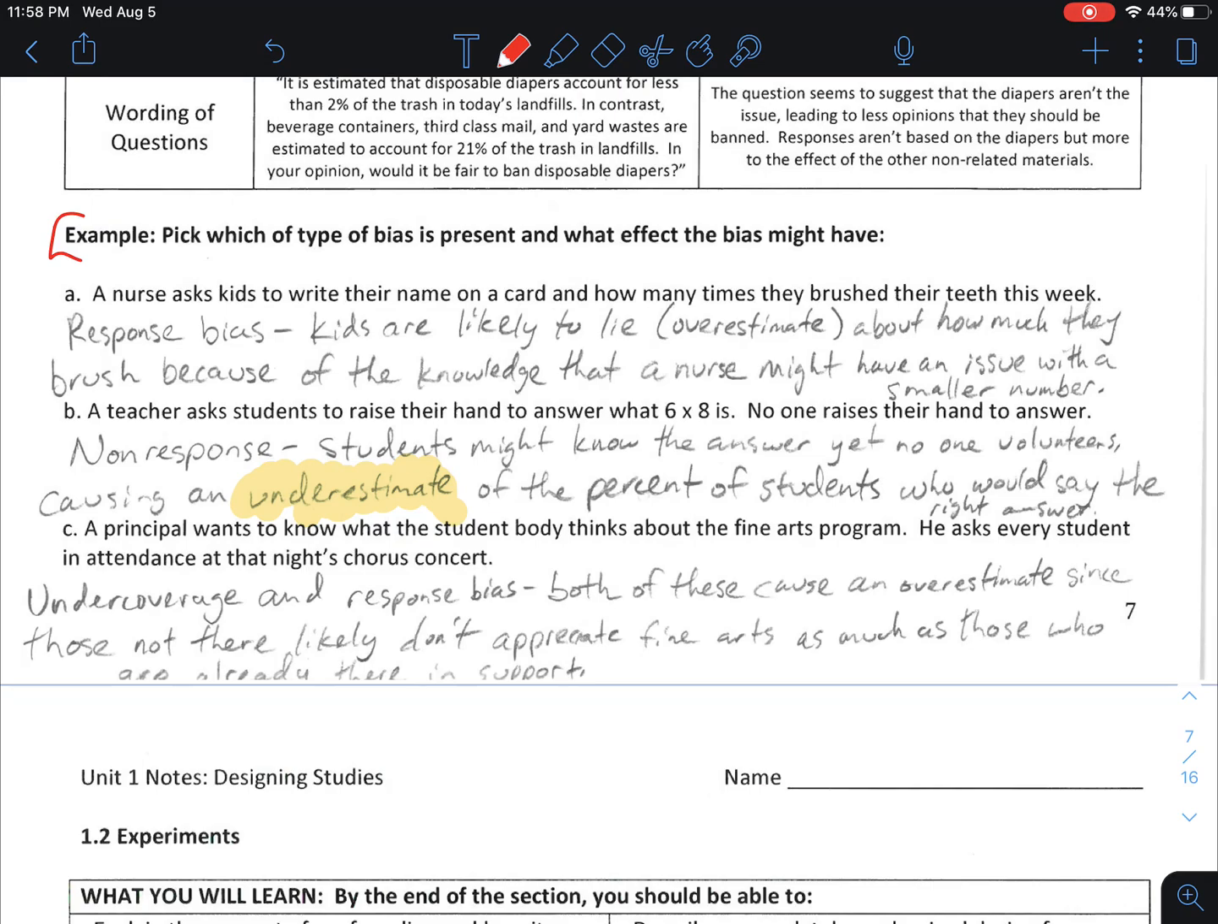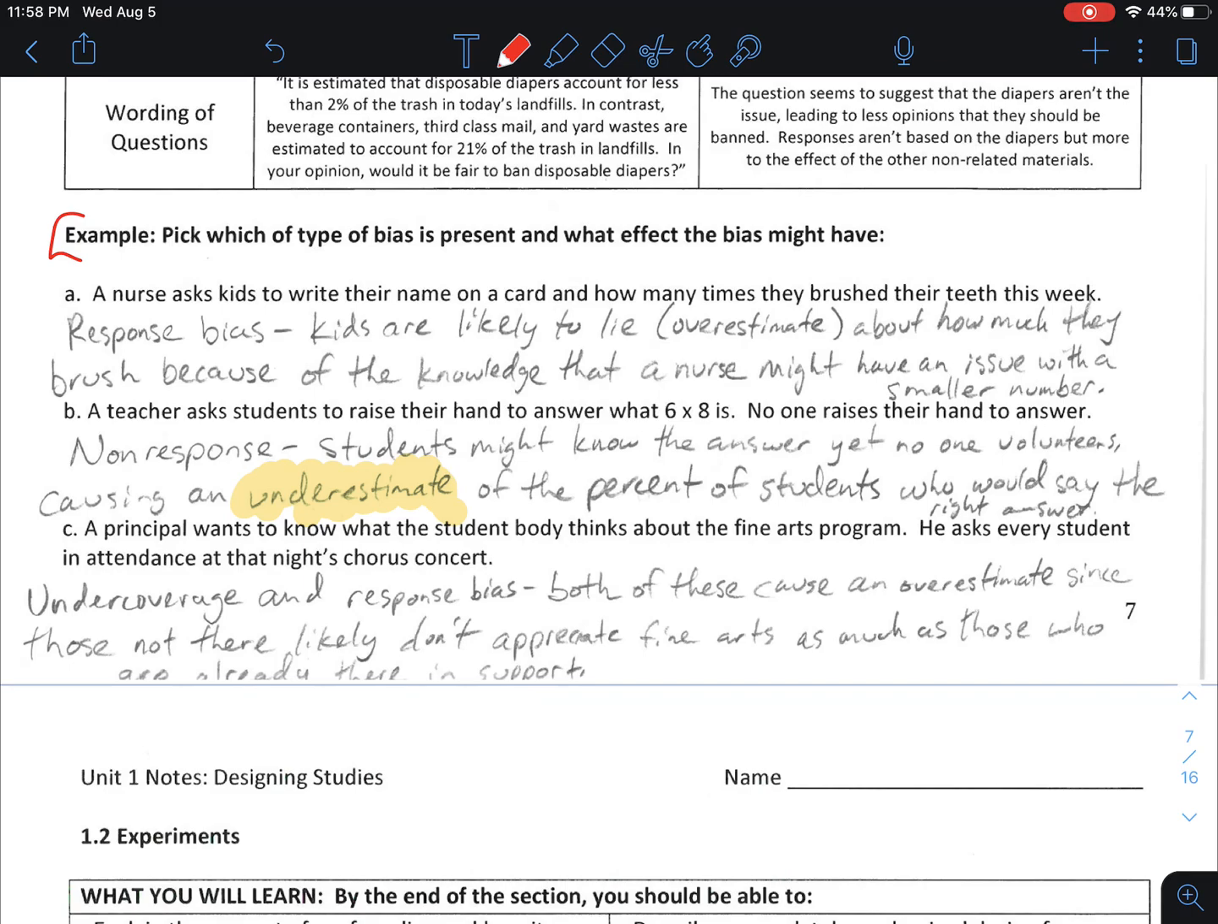Okay, and then response bias is kind of that. I think that's actually what I just explained. I don't know what I just said. Undercoverage is you're not getting everybody, right? You're only getting the people that are at that concert. There are a lot of people, unfortunately, that don't go to those things, and that really sucks, and it really should change. But it's true, okay?